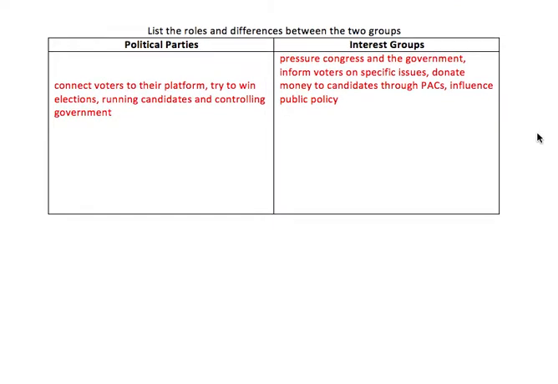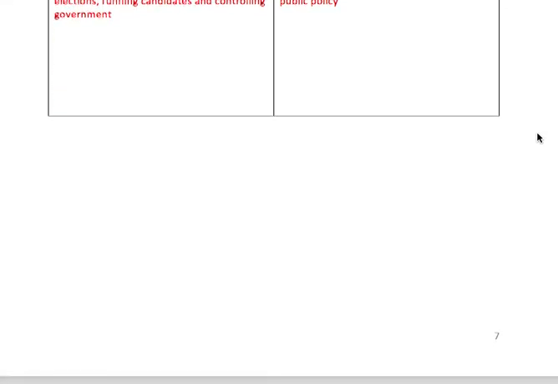The difference between political parties and interest groups. Political parties are trying to connect people to their platform. The biggest goal is for them to win elections and then control the government, whereas interest groups are pressuring Congress, informing on different issues, donating money, and trying to influence public policy.